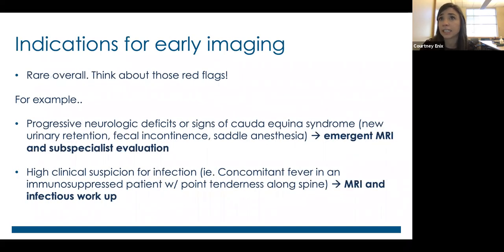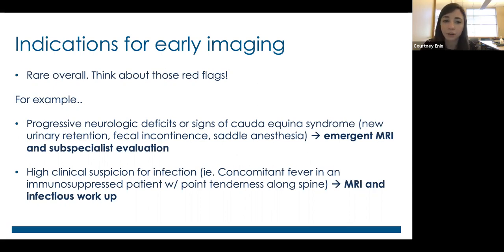So who exactly gets the low back pain, right? This is what I was mentioning. You should be thinking about those red flags, but generally speaking, it's pretty rare whenever people are coming into clinic that you're going to jump to getting early imaging for their low back pain. But you might be thinking about it in several clinical situations. I put a couple of these on here. If someone is having progressive neurologic deficits or any sort of signs of cauda equina syndrome, so urinary retention, fecal incontinence, new saddle anesthesia, that is when you should be jumping to an emergent MRI and having neurosurgery evaluate the patient, right? You might be sending them to the emergency department to have these things happen.